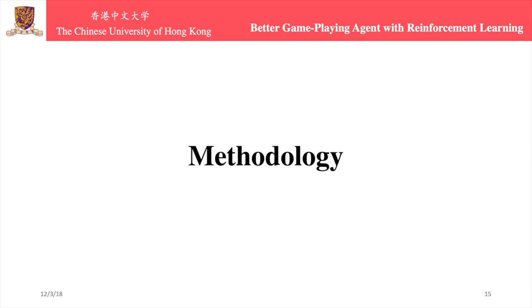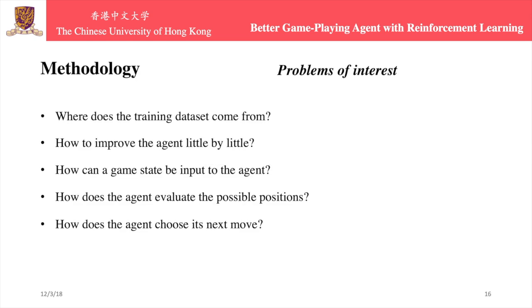Then we'll go to the most important part, methodology. In this part, I will explain in detail how AlphaGo Zero works. So for intuition, we may be curious about these 5 questions. Since no human manual is given to the machine, and no human history on how to play the game is given, where does the training dataset come from?